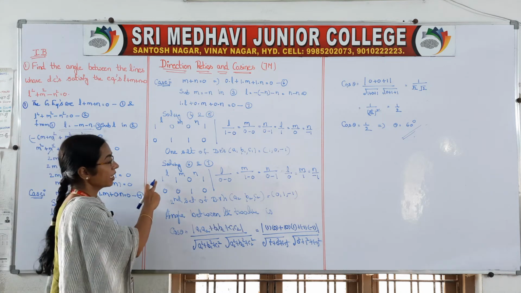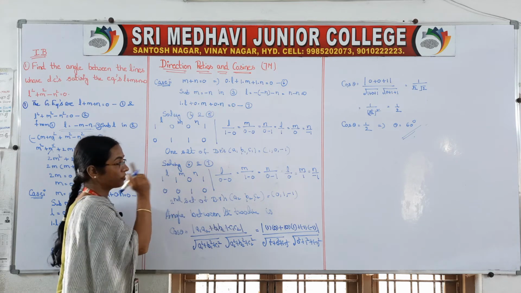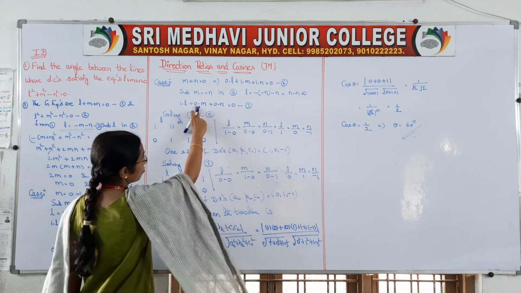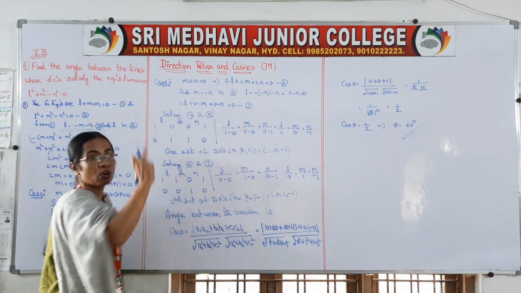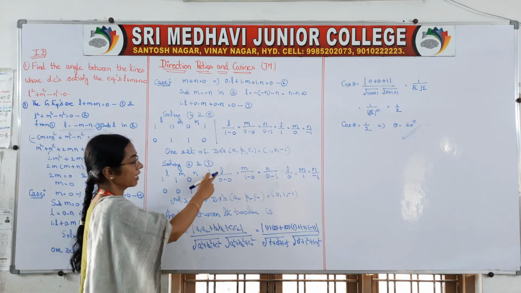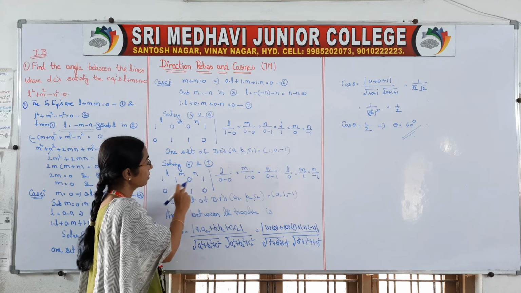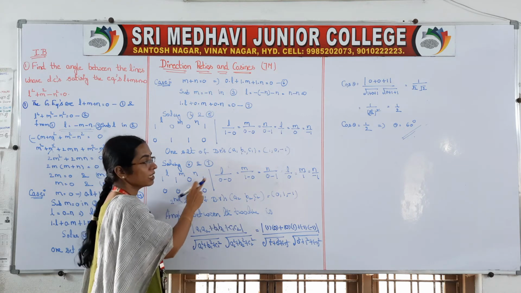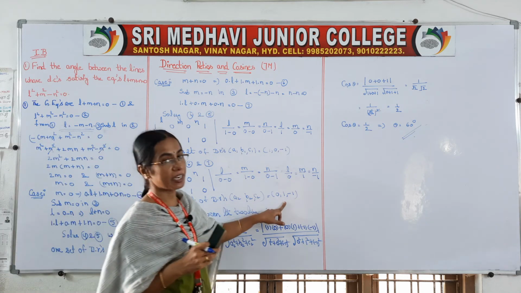Same procedure: M coefficient, N coefficient, L coefficient, again M coefficient from the 6th equation. From the 7th equation, M coefficient, N coefficient, L coefficient, again M coefficient. So by cross multiplication, L divided by this into this minus this into this, M divided by this into this minus this into this, N divided by this into this minus this into this. Like that we get the second set of direction ratios.